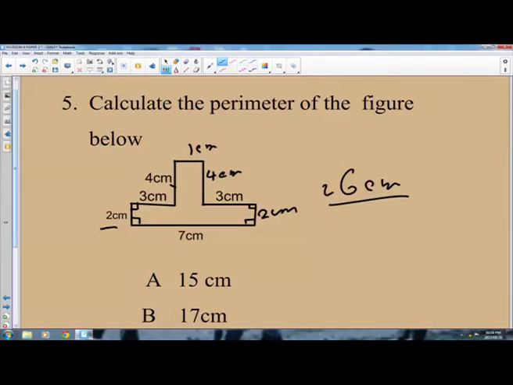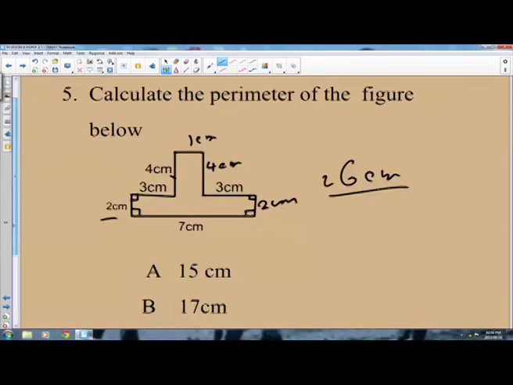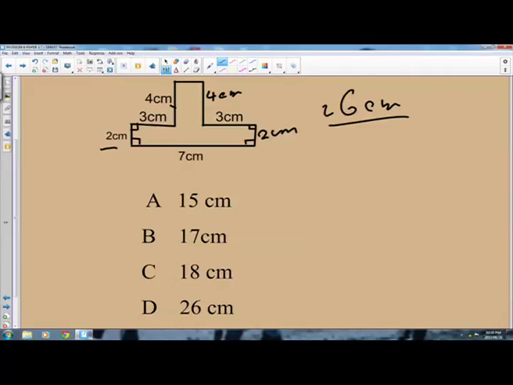Just 26 centimeters because here we're talking about the length, so it's not area, it's just 26 centimeters. So you check, do we have 26 in our alternatives? The first alternative is 15, B 17, C 18, and then D is 26 centimeters. And this is the perimeter of the shape we are having here. So we'll circle D. That's how we find the perimeter of a shape. All that you need to do is to add the measurements around the given shape. That will give you the perimeter of the shape in question.